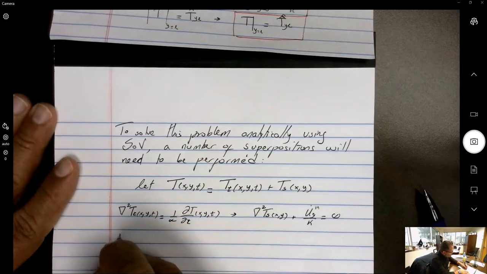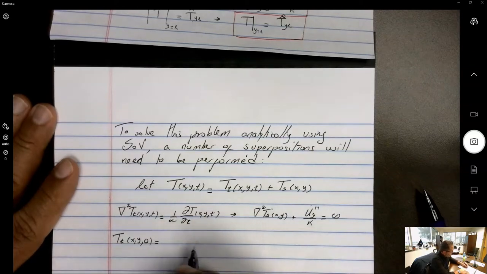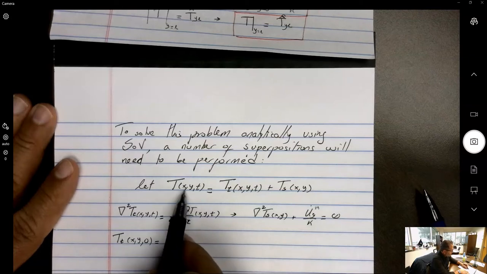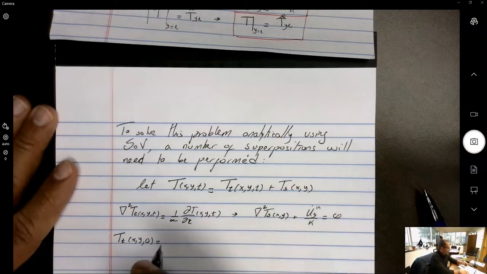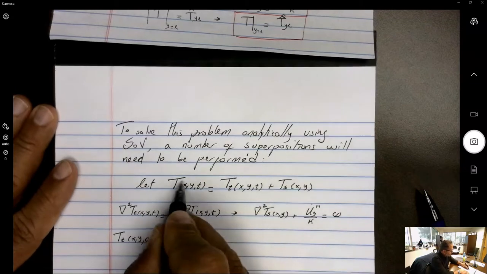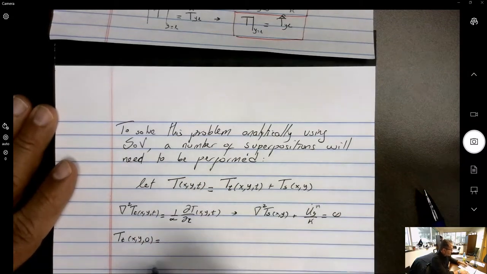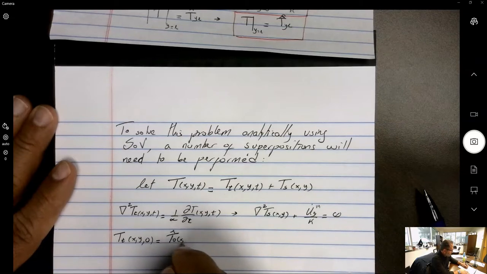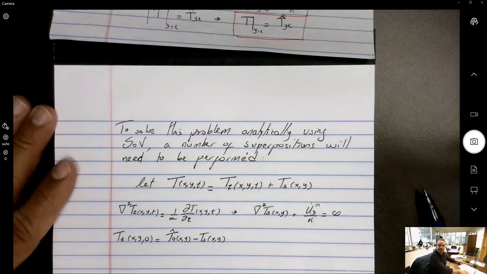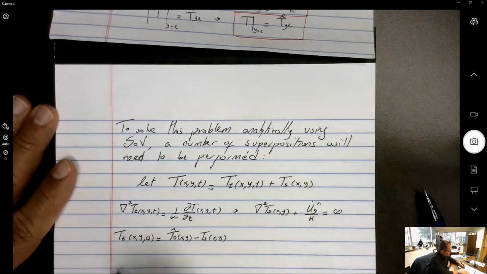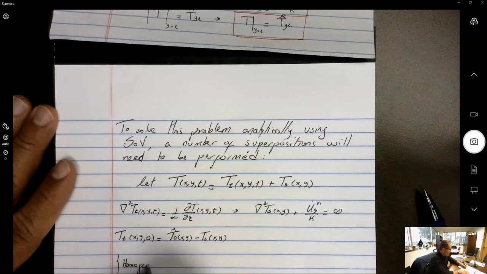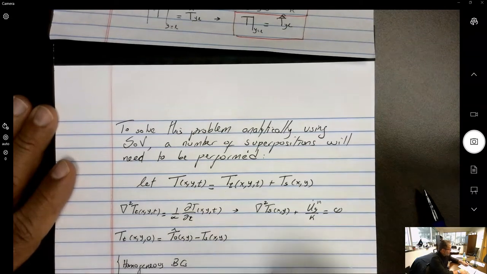That will make the initial condition for T_t: if T is equal to T_t plus T_s, then the initial condition for T_t will be the initial condition for T minus T_s. So that will be T0 at x comma y minus T_s at x comma y. There's no initial condition for T_s. And the boundary conditions, so we are going to keep all boundary conditions homogeneous.